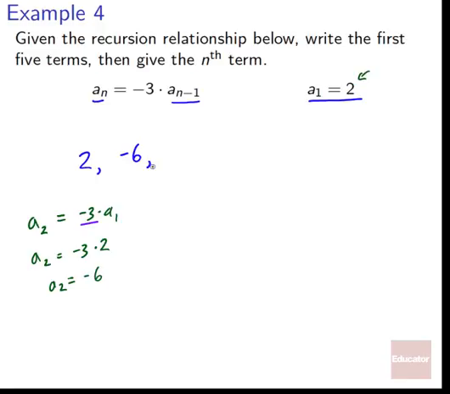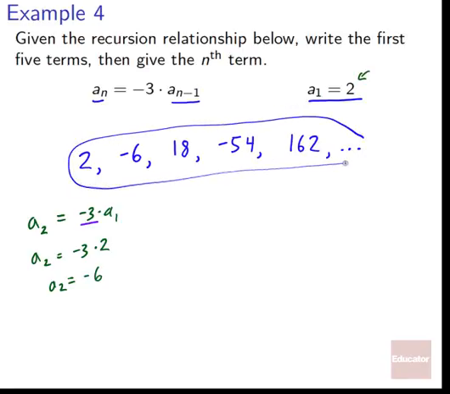2, then negative 6, then we multiply by negative 3 again, negative 3 times the previous term to get our next term. So negative 6 times negative 3 gets us positive 18. To get the next term, 18 times negative 3 winds up being negative 54. The next term is times another negative 3, positive 162, and it will continue on in this manner. So we've now figured out the first five terms. Great. But we also have to give the nth term.